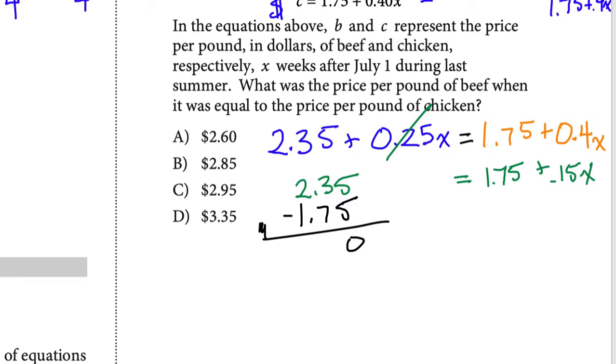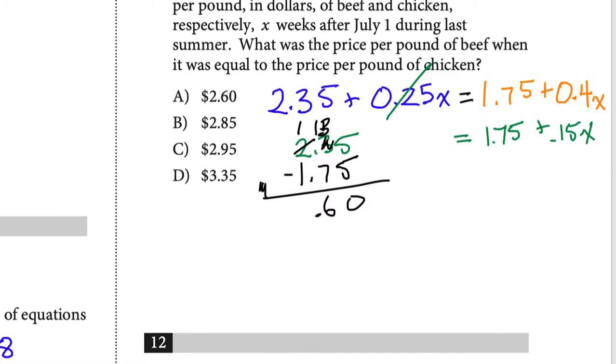So this goes to 0. I can't do this, so I have to borrow. This is now 13. 13 minus 7 is going to be 6, so 0.60. So I now have 0.60 is equal to 0.15x. And a good trick here is to multiply both sides by 100.